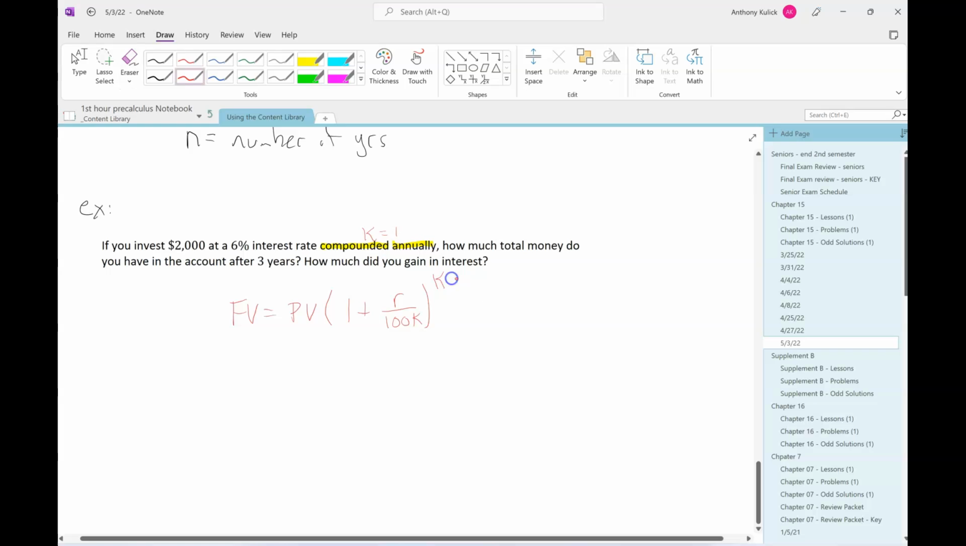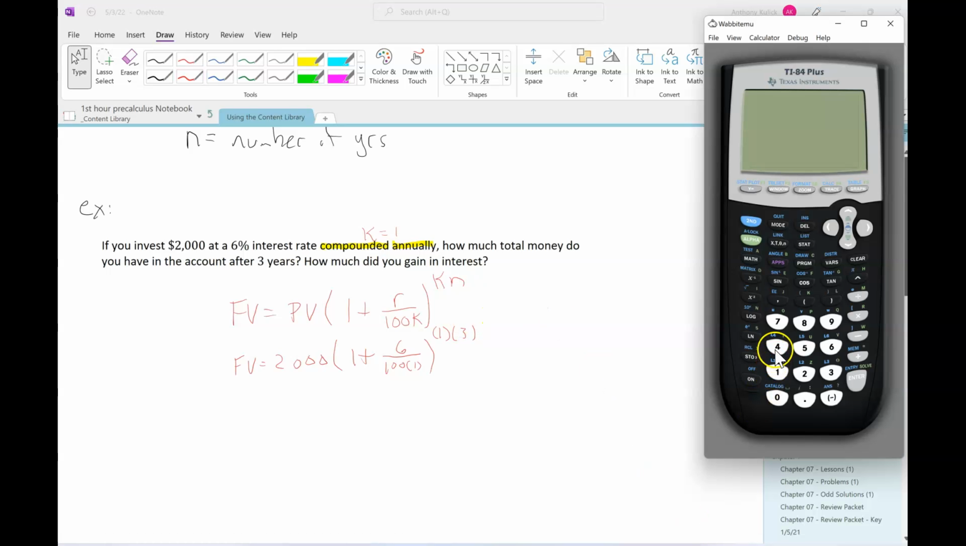So the present value is still the 2000. The R is still the 6. The K is 1. And the N is still 3. Now this is presuming that I haven't withdrawn any money. Everybody's okay with that? I've just put that 2000 in there and left it for 3 years. Because apparently I don't have any real bills or anything.